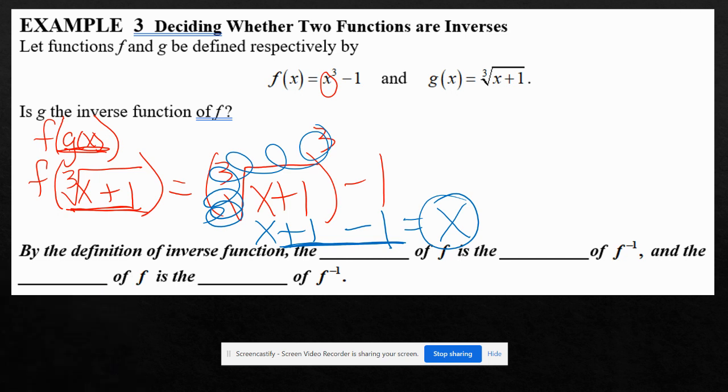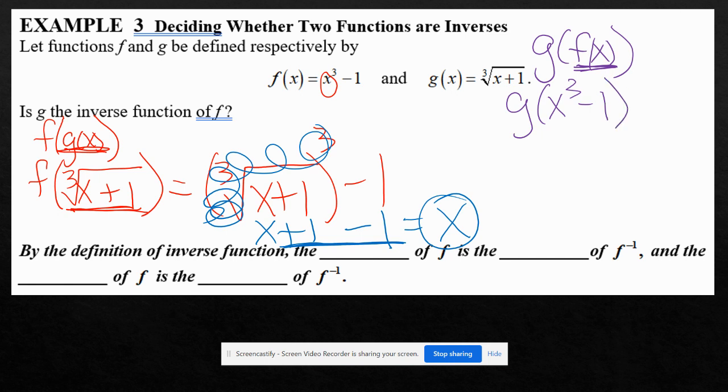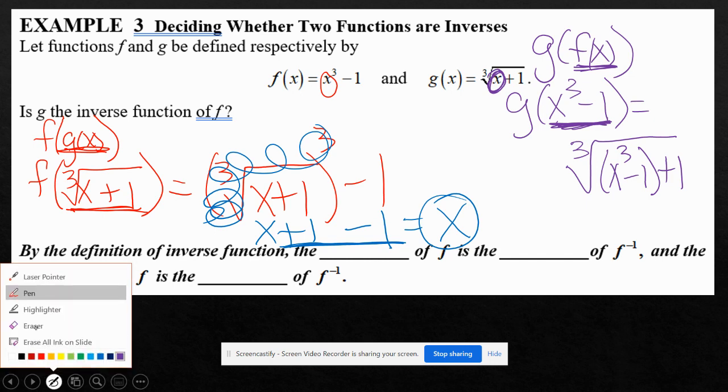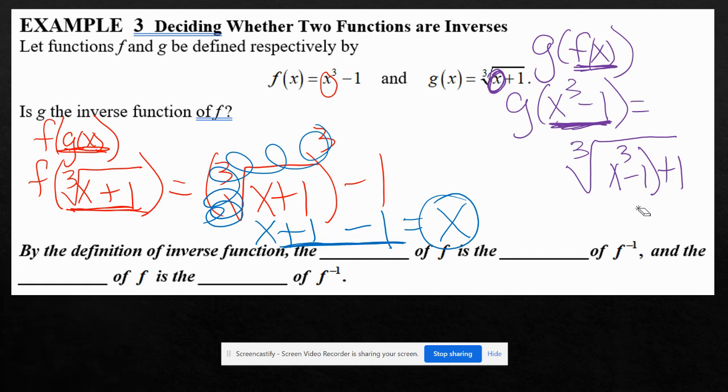We should also check going the opposite direction, g of f of x. And so in this composition, we're starting with, what is the f function? Well, the f function is x cubed minus 1. Take that f function and plug it into the g function for x. So we have the third root of x cubed minus 1 plus 1. Well, these parentheses we don't need right here because there's nothing on the outside of the parentheses to distribute.